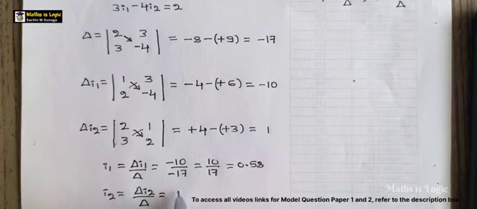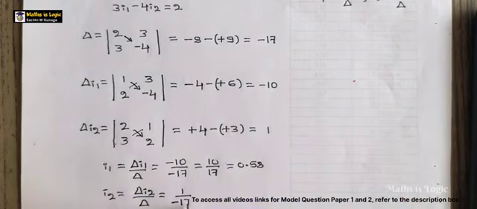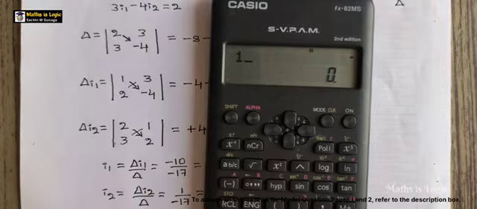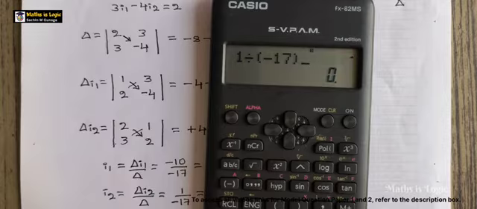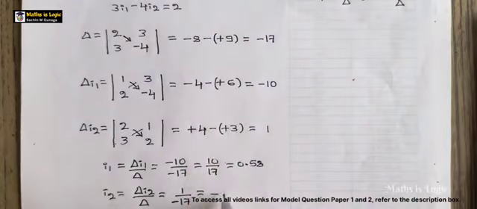Delta I2 is 1 divided by delta value is minus 17. Therefore 1 divided by minus 17. Let's keep it in bracket. 1 divided by minus 17. So answer is minus 0.05. So this I1 value is 0.58, I2 value is minus 0.05.